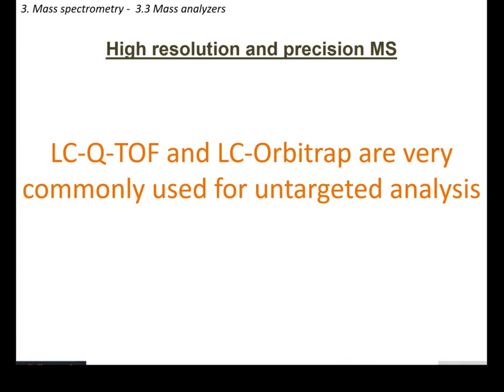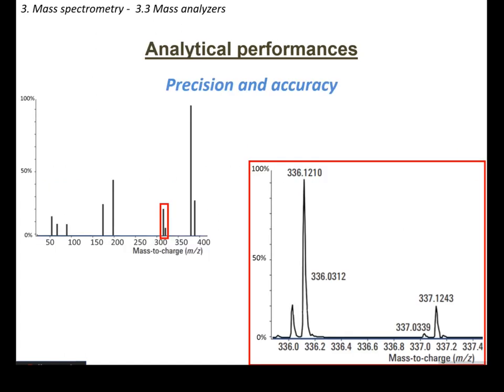So LC-QTOF and LC-Orbitrap, so mass spectrometers hyphenated to liquid chromatography, are very commonly used for untargeted analysis. So what most people think is really metabolomics. Now just a word about the analytical performances in terms of precision and accuracy.